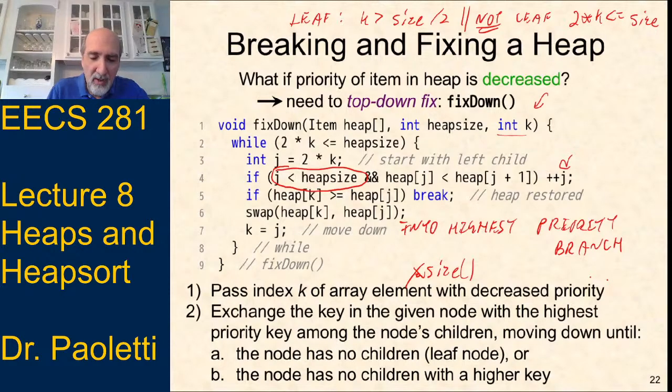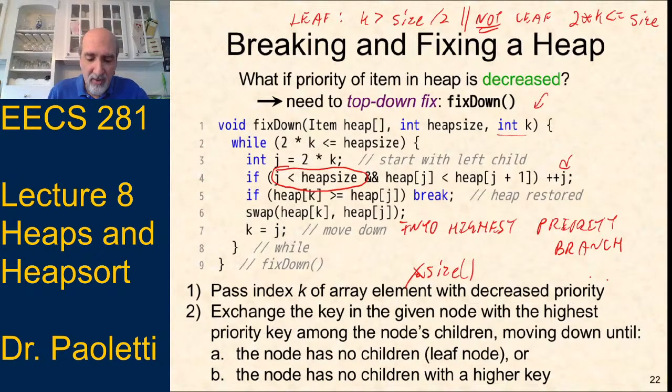But think about what we did. We started out at an index, and every time we go through the loop, we double that index, or double that index and then later add 1. So we started at index 1, and we double it every time. It's at most log n times before we reach n if we double it every time. So fix up and fix down are log n.